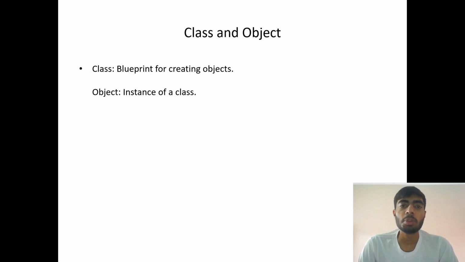To understand OOPS, we first need to know about classes and objects. A class is like a blueprint or template. For example, if we are building houses, the blueprint describes how every house should be built. An object is the actual house created from that blueprint. Similarly, in Python, a class defines the properties and behaviors, while an object is the real instance created from that class. One class can create many objects.